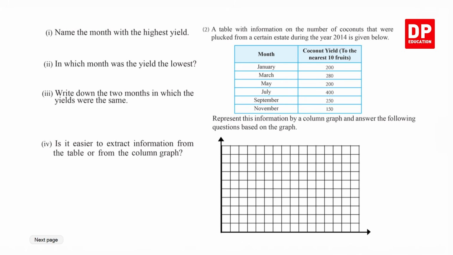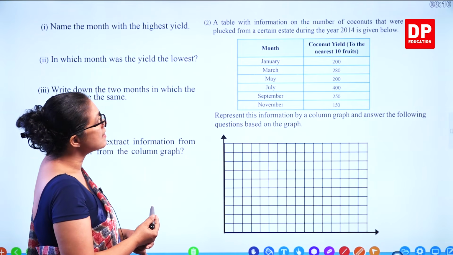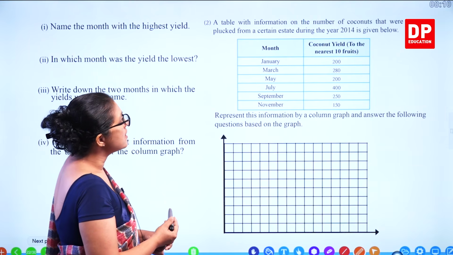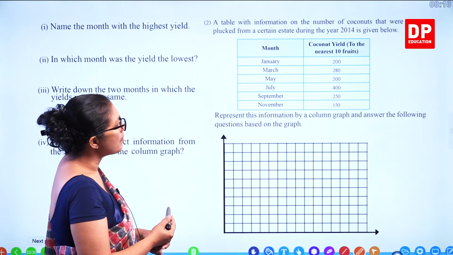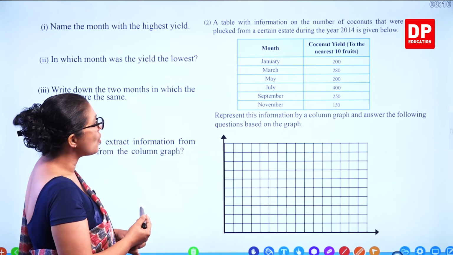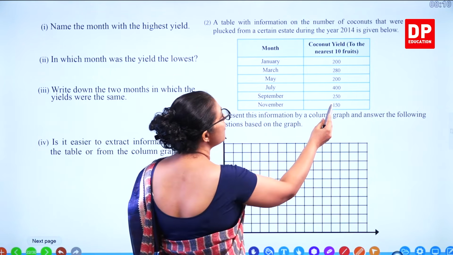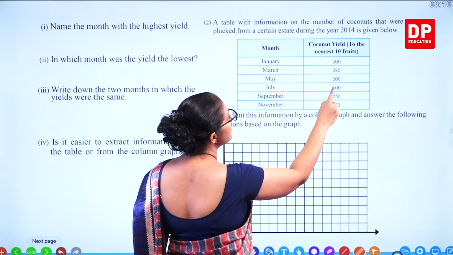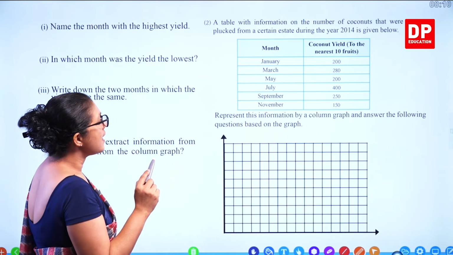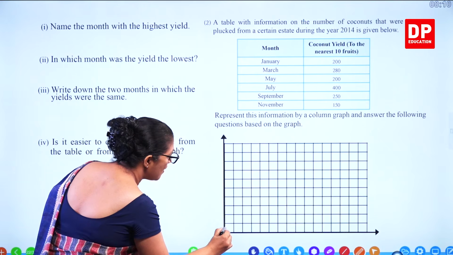Look at this table, a table with information on the number of coconuts that were plucked from a certain estate during the year 2014 is given below. Coconut yield to the nearest 10 fruits. Represent this information by a column graph and answer the following questions based on the graph. So you have to select a scale. So 150 is the lowest and 400 is the highest. So decide a scale. You don't need to start from 0.